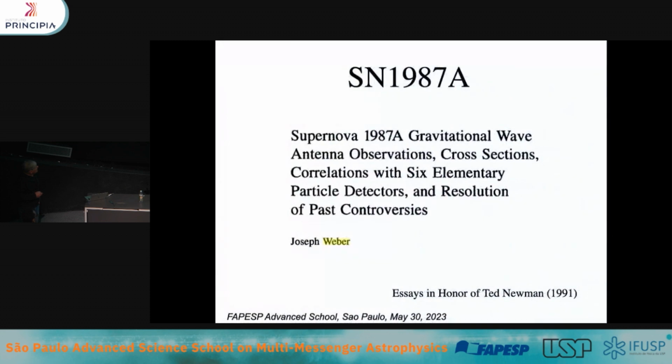And Weber still claimed that he detected them. He even claimed he detected gravitational waves associated to the explosion of supernova 1987A, which is one of the closest ever since Kepler's supernova, I think, the closest to our galaxy.